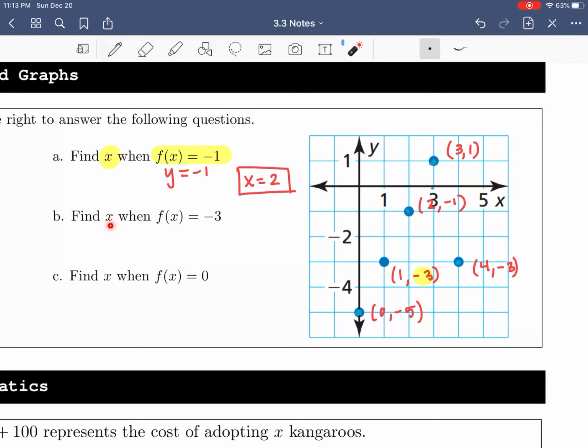Okay. How about find x when f of x equals negative 3? So I'm going to come down to negative 3, look across. Okay, I am hitting 2 points right here at negative 3 for f of x equals negative 3. I'm hitting this one, which is to the right 1, and this one, which is to the right 4. And that's okay because functions are allowed to be side by side with each other, it's not up and down. So this actually has 2 inputs. When I input 1, I get out negative 3, and when I input 4, I get out negative 3. So this has 2 answers to it. x equals 1 and x equals 4.